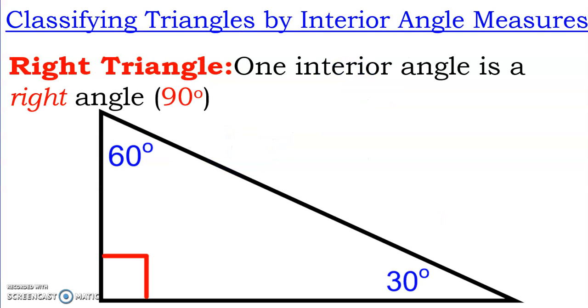So here, the third one we have is a right triangle. And this is where one of the inside angles is a right angle, which means 90 degrees. There only can ever be one right angle. So here, since we have one right angle indicated by the box, we call it a right triangle.